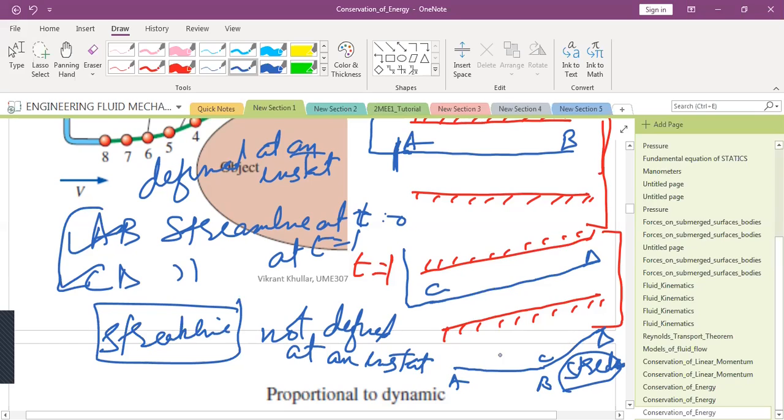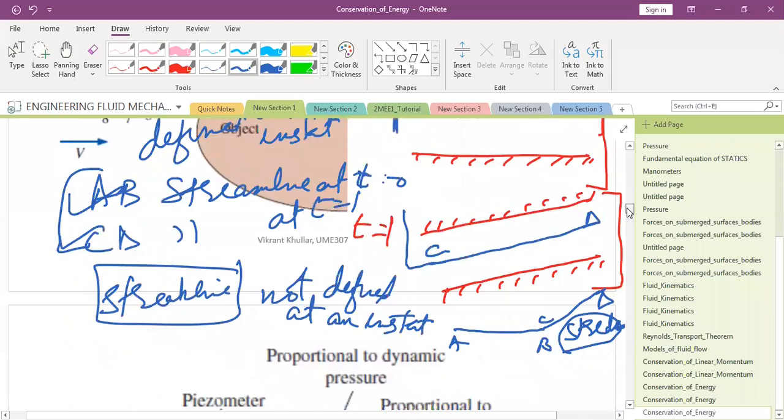Is it clear? Naveen, is that clear now? Any doubts? No, sir. So any doubts to anyone now? Streak line and streamline.